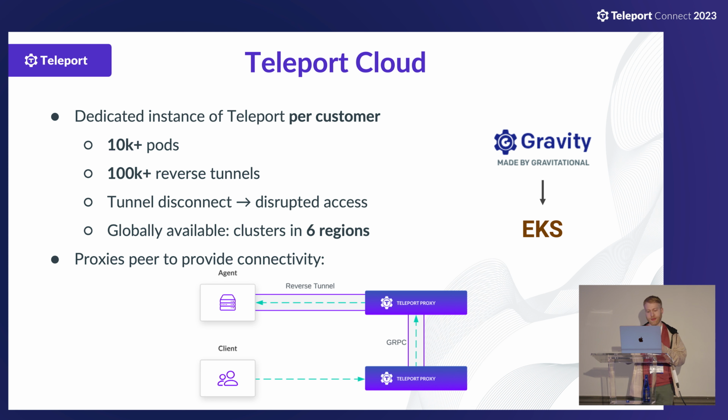And a difference between many self-hosted deployments and cloud deployments is that in cloud, an agent might be connected to a proxy in one region, and a client might connect to another proxy in another region, and those proxies are going to peer to provide connectivity so that you always get the lowest latency connection possible.